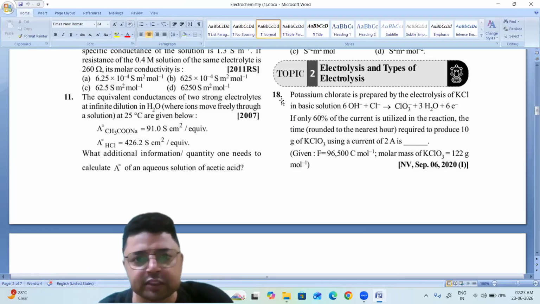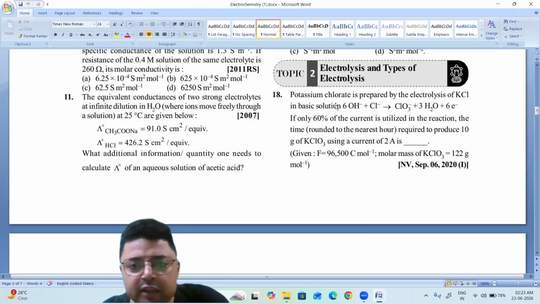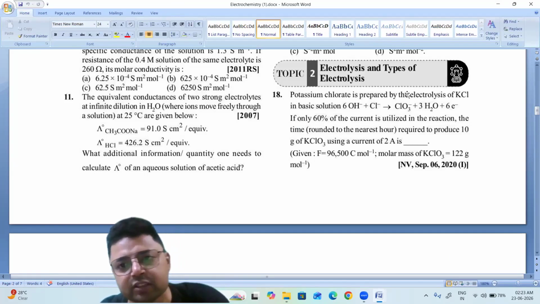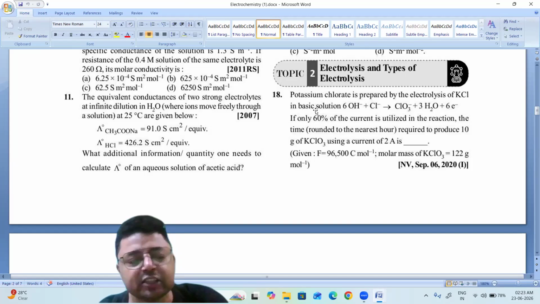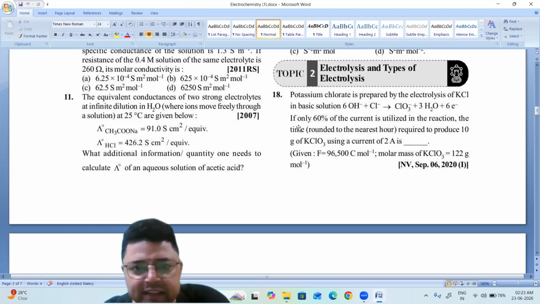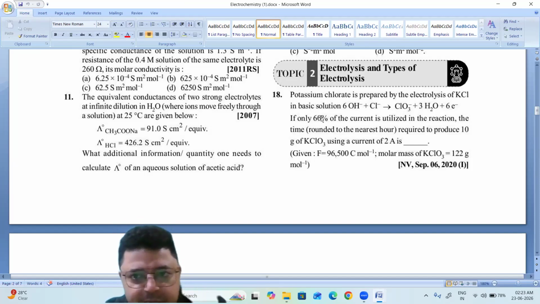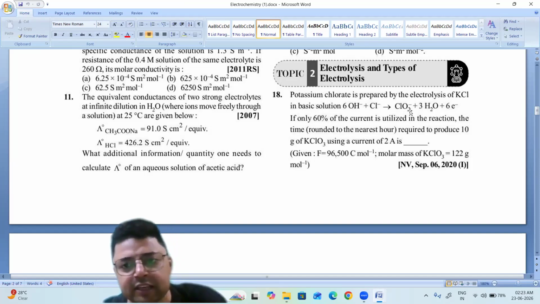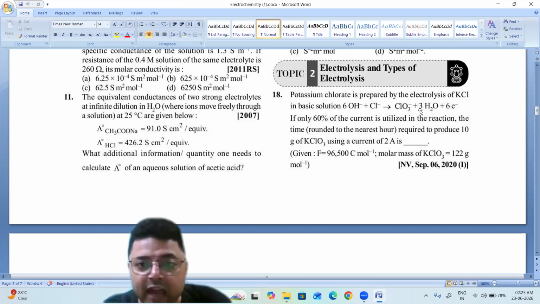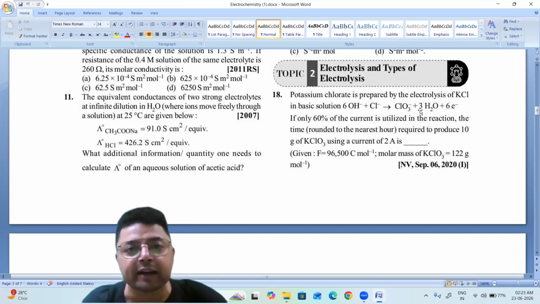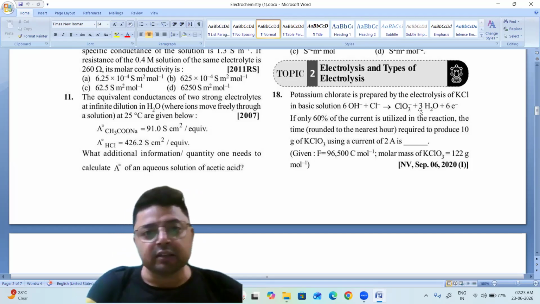So this is an interesting question. It states that potassium chlorate is prepared by electrolysis of KCl in basic solution. This is the equation that they have given you, and they have stated if only 60% of current is utilized in this reaction, the time required to produce 10 gram of KClO3 using 2 ampere current is how much? Understood?